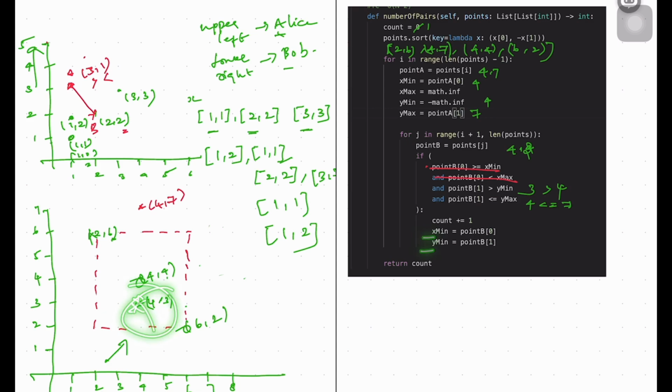So now it will go to 4 comma 3. With 4 comma 3 we can form 6 comma. So now the count will go to 2, because 4 comma 7 and 4 comma 4 can form a fence, right? Now 4 comma 4 will come. 4 comma 4 can form a fence with 4 comma 3 but not with 6 comma 2. Now it will come to 4 comma 4.